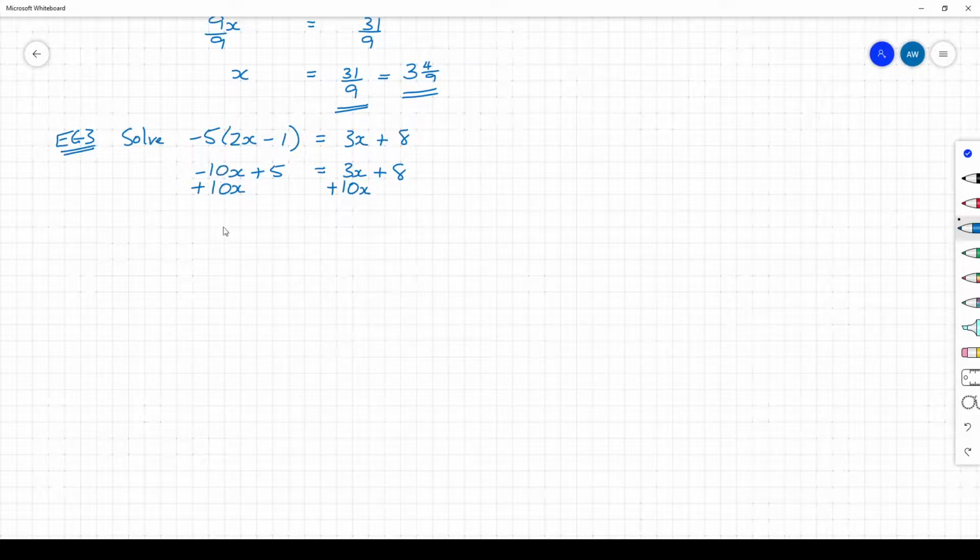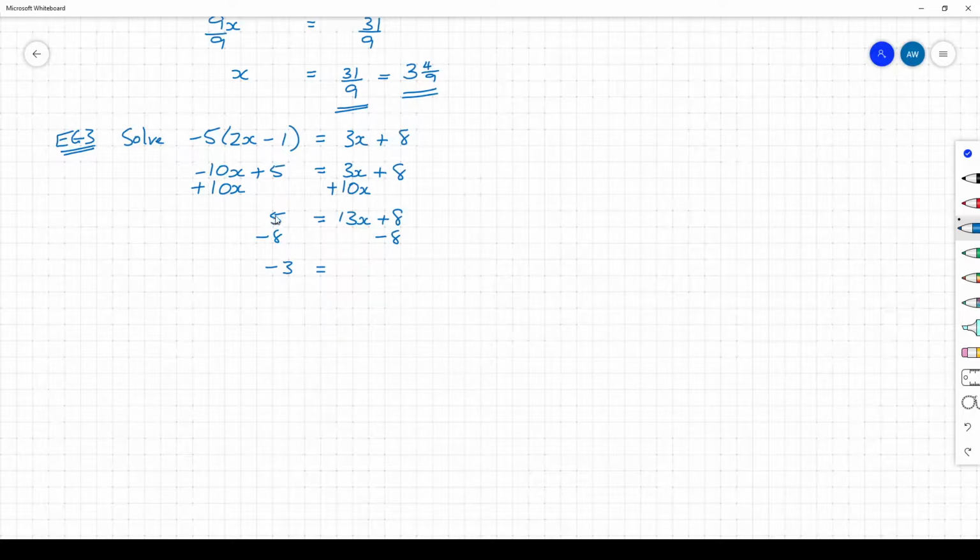Down the page. Minus 10x plus 10x is nothing. Plus 5, didn't touch it, still 5. Equals 3x plus 10x, 13x. Plus 8, didn't touch it, stays there. Now I got to get rid of the plus 8 and the multiply by 13. I take away 8 to get rid of plus 8. Both sides, balance method. 5 minus 8, be careful, is minus 3.